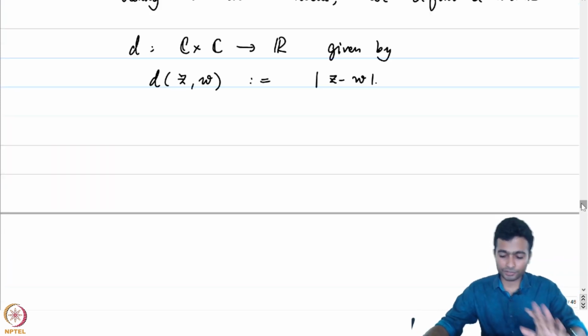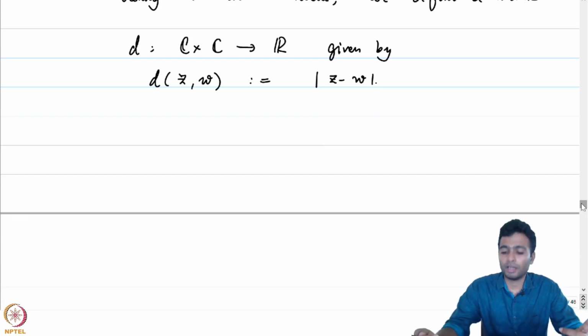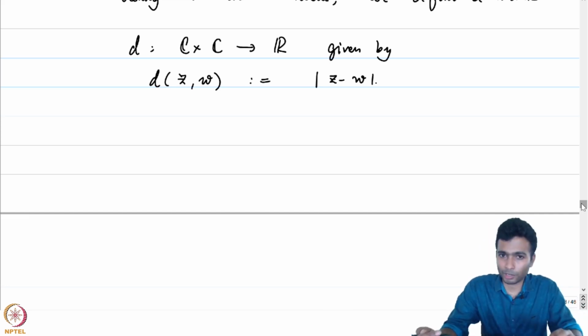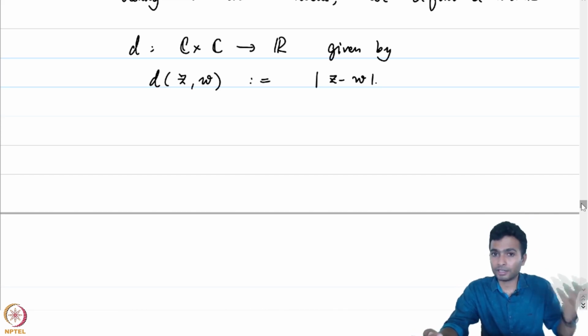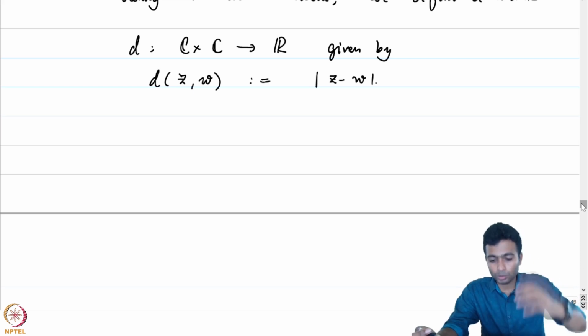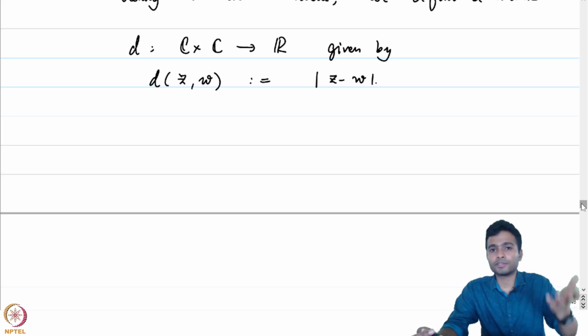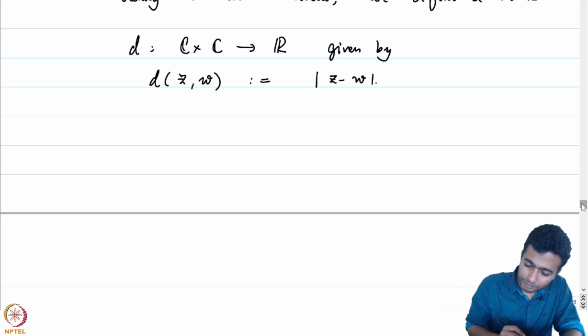I'll leave it as an exercise for you to check that this indeed coincides with the metric on R2, which we get using the standard inner product on R2. That's the metric with which we have studied all the real analysis on R2. And therefore, the topology that we will be looking at on C coincides with the usual topology on R2 which we are familiar with. So let me just note that down.